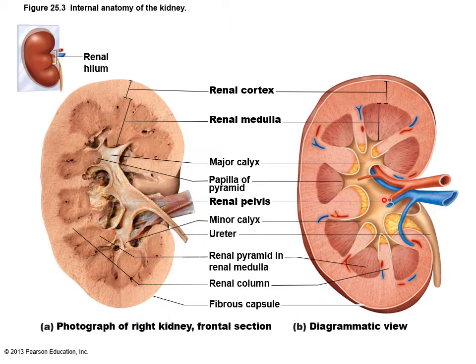So that actually represents the flow of urine once it's produced out of the kidney. So those are all your internal structures and how the flow of the urine is conveyed out of the kidney down into the ureter.